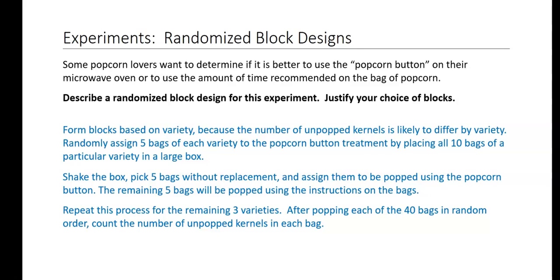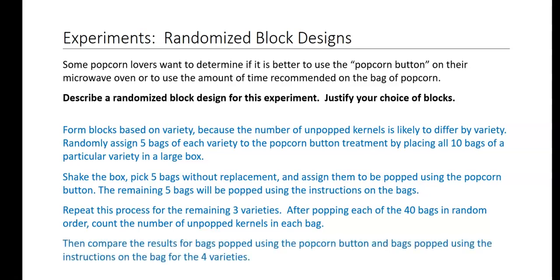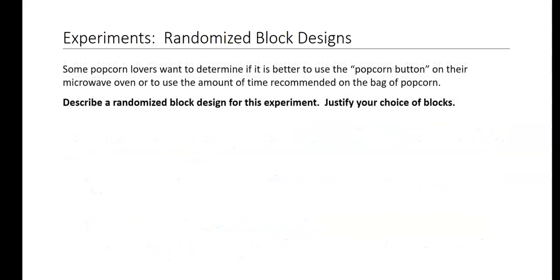Repeat this process for the 3 remaining varieties. After popping each of the 40 bags in random order. So that's actually important to write. I like that they added in random order because, I don't know, just the temperature of the room, it's always a good idea to randomize when you can. So even though we split it up into 4 different mini experiments, 4 blocks there, it's good to randomize. And so just randomly do that when you perform each of those things, then compare the results for the 4 varieties.